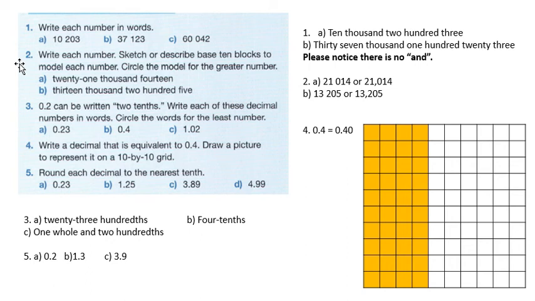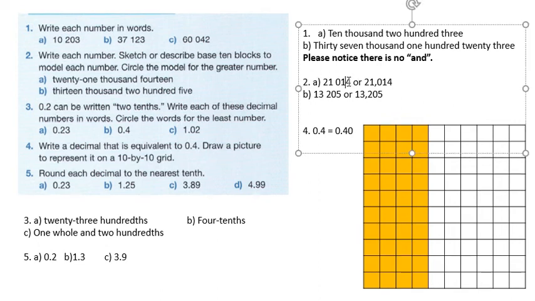Number 2, write each number. Sketch or describe base 10 blocks to model each number. Circle the model for the greater number. So for 2A, I've written the numbers here. You'll notice that I've used two different formats. I've used the format where you leave a space after every 3-period set of digits.